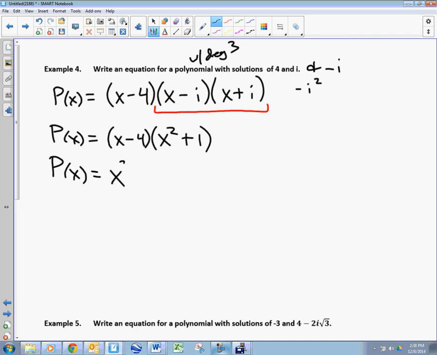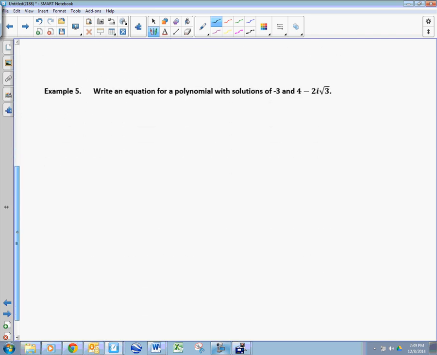X times x, x to the third. x squared times negative 4, negative 4x squared. X times 1 is x. And negative 4 times 1 is negative 4. Got it? Well said. Yes, that is the answer. So easy, well said. Let's try a more difficult one and end our unit.